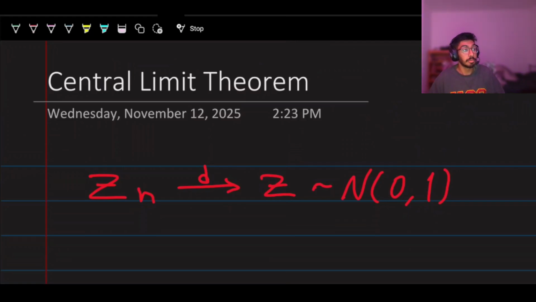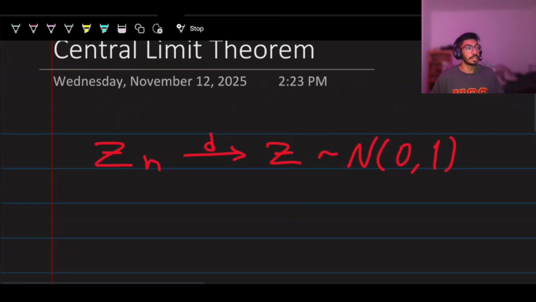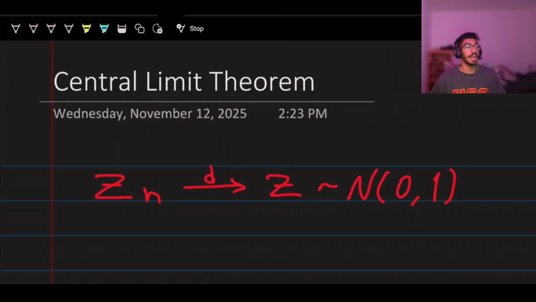Hey guys, today we'll be proving the central limit theorem. The central limit theorem states that if we're given a set of n IID random variables, the standardization of those variables, so just subtracting the mean and dividing by the standard deviation, converges in distribution to the standard normal distribution.